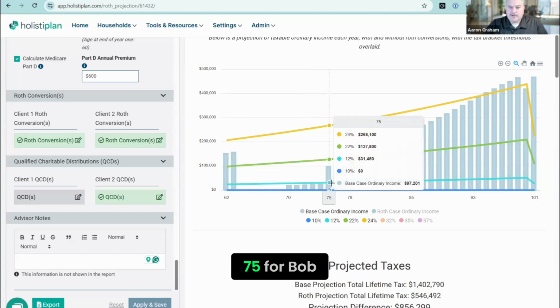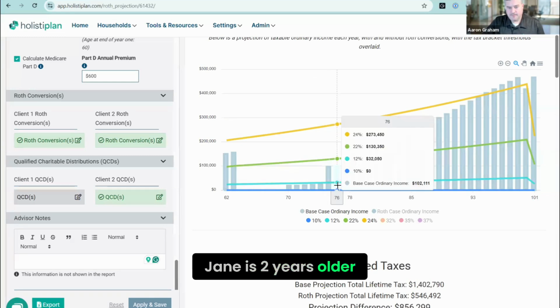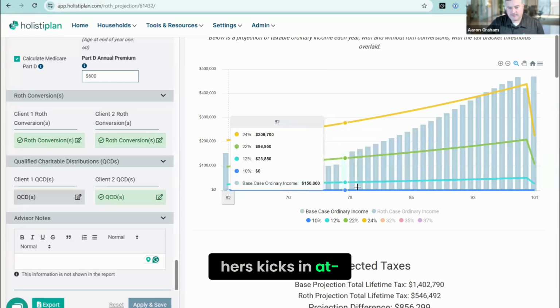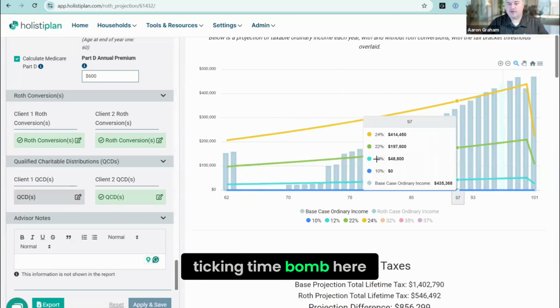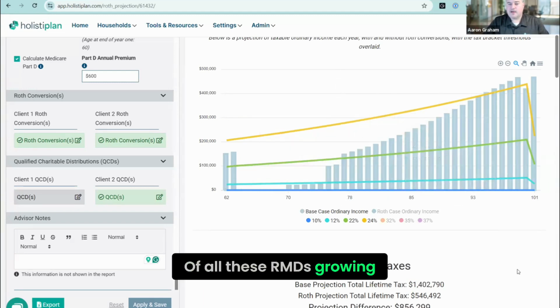But then at age 75 for Bob, remember if you're born in the 1960s or later, your RMD starts at age 75. So Bob starts his at 75. Jane is 2 years older. Hers kicks in at Bob's age 77. So then we have this ticking time bomb here, right, of all these RMDs growing. And what we're trying to do is fill up some of these lower income years here with Roth conversion income to try to smooth out that overall tax bill.